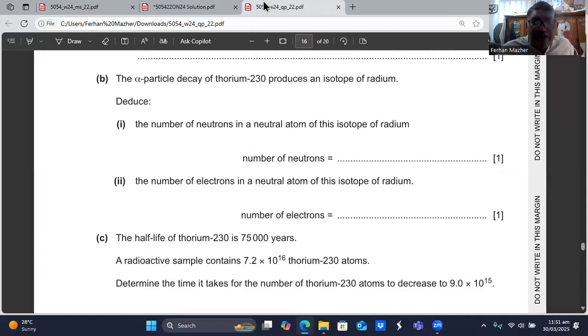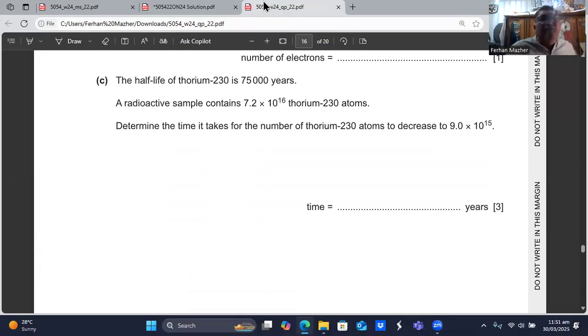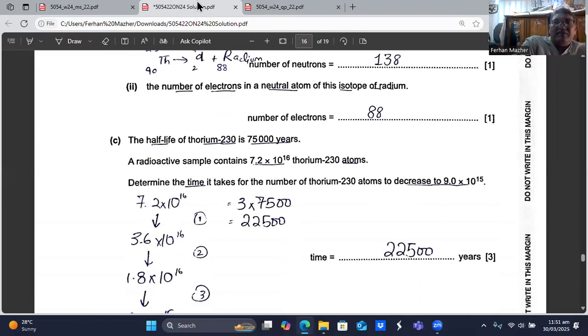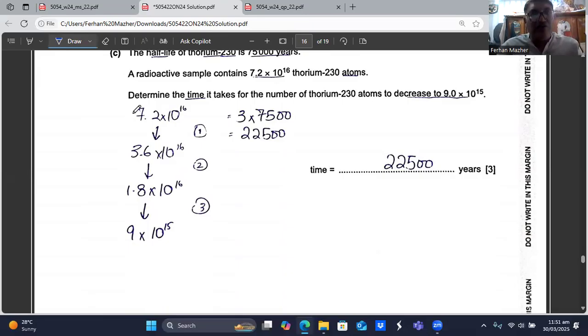Okay. Then we have, he says, the half-life of thorium-230 is 75,000 years. A radioactive sample contains 7.2 × 10^16 thorium atoms. Determine the time it takes for the number of thorium atoms to decrease to 9 × 10^15. Okay, so you know how we do this. Normally, we make this grid, and see when the half-life will be passed. At the start, you have 7.2, and when the half-life will pass.